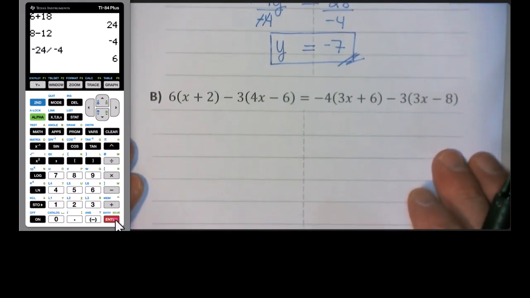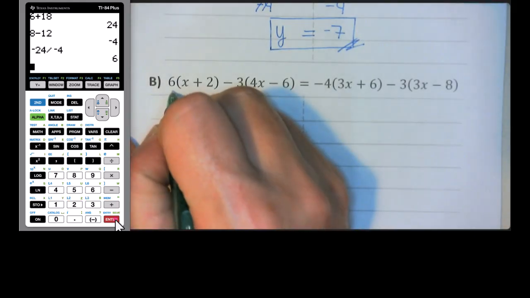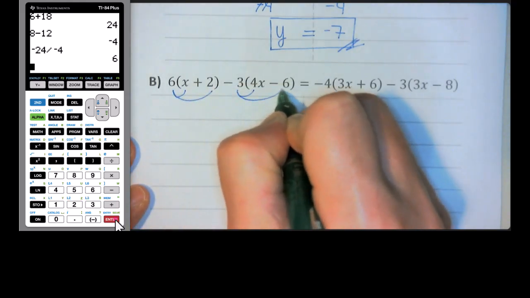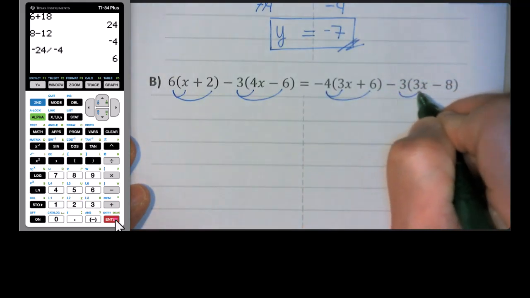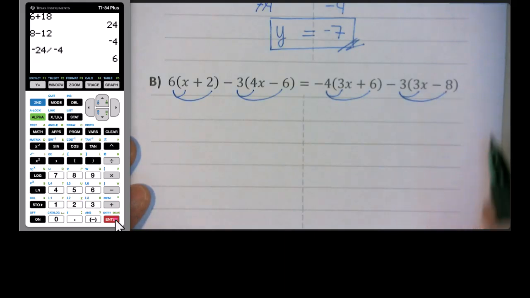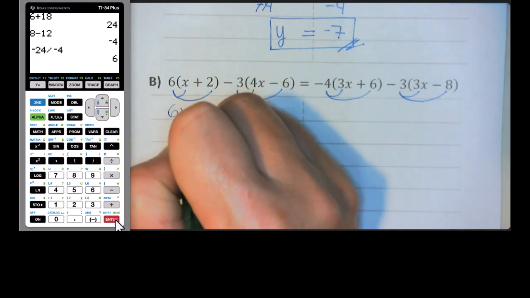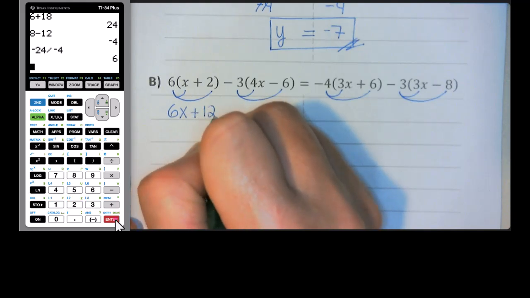So I hope you're noticing that if you follow the 4 steps and you're careful with using your calculator, especially with the positive and negative numbers, you should be fine in solving any equation. So please remember these steps and to use your calculator when appropriate. Okay, so here I have parentheses. First step, I am going to multiply. 6 times x is 6x. 6 times 2 is 12.